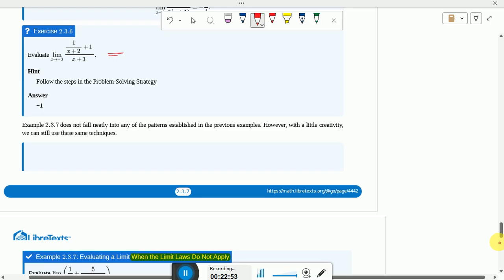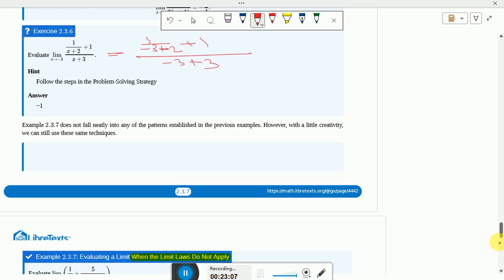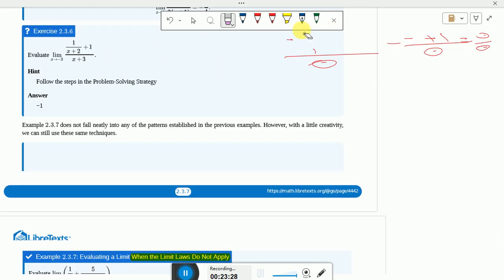Here also if I directly apply, 1 over x plus 2 plus 1 over x plus 3, if I put minus 3 for x, 1 over minus 3 plus 2, which is minus 1, plus 1 over minus 3 plus 3, which is 0. So minus 1 plus 1 over 0, 0 divided by 0, right? So it is undefined. So then what we can do, first thing we need to simplify this complex equation, right?